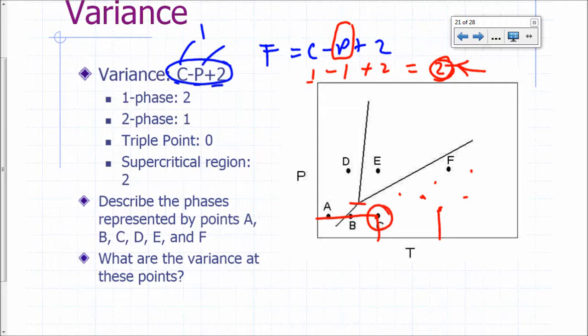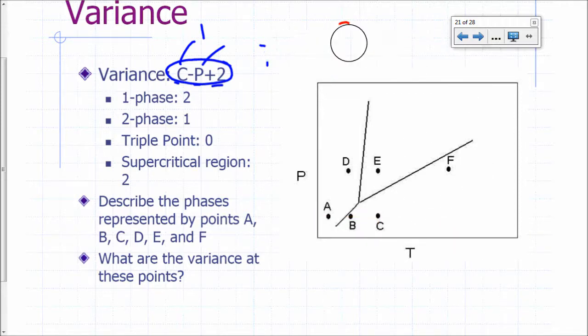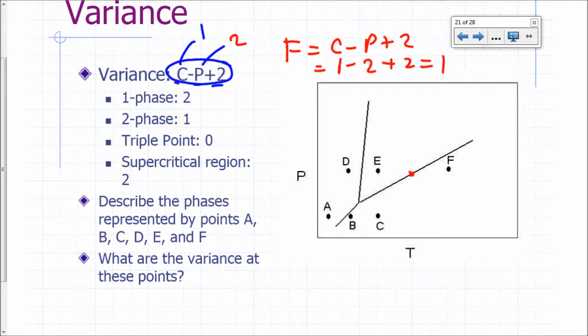What if you are in a two-phase situation? You have a sample, you see two phases, and it's a one-component system. For example, let's say you see liquid water and water vapor, at that point right here. Then the degree of freedom, or the variance, C minus P plus 2, is one component minus two phases plus 2. That gives you 1. That means you have one independent variable.